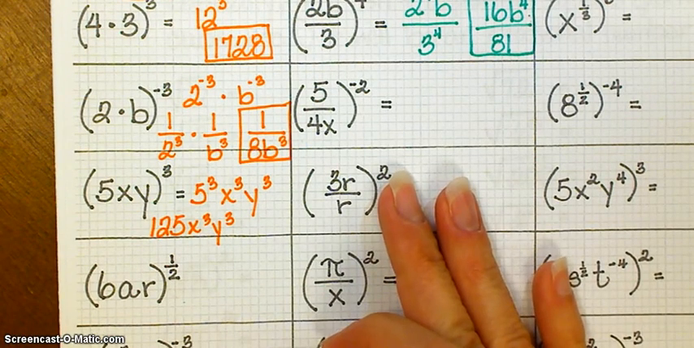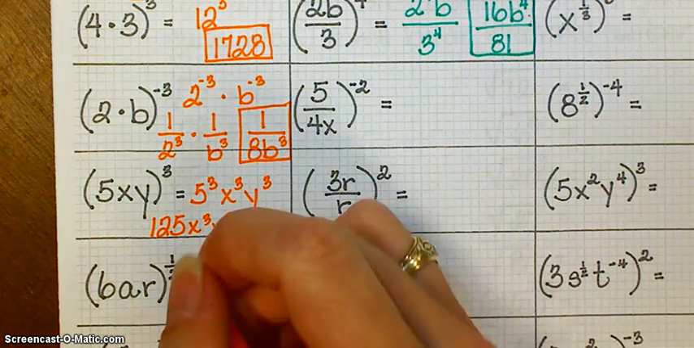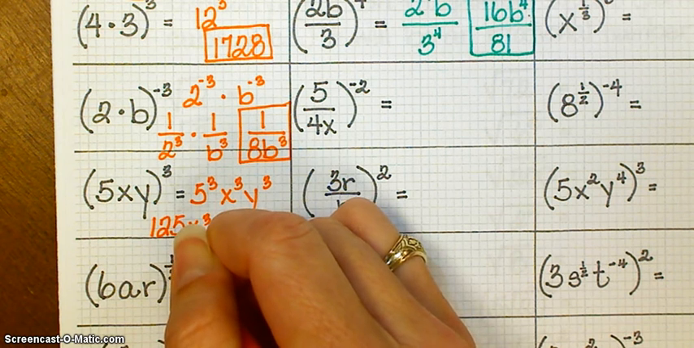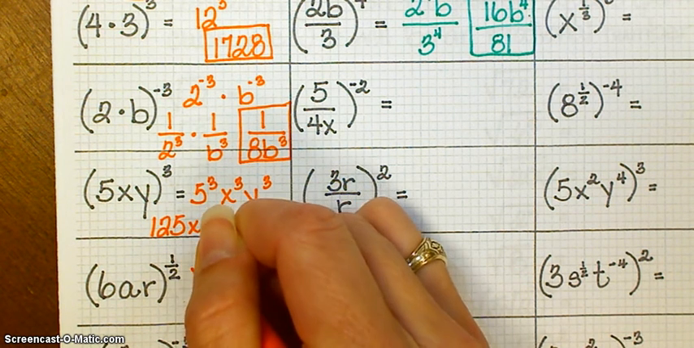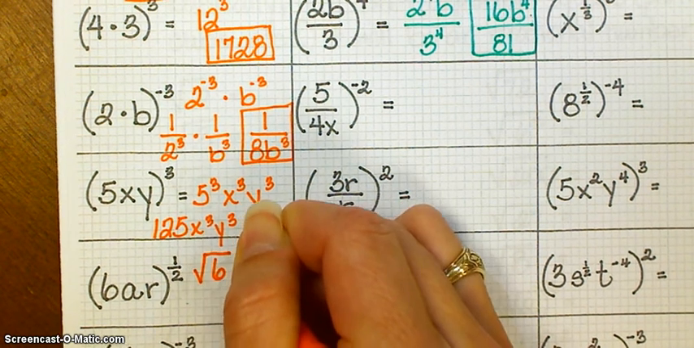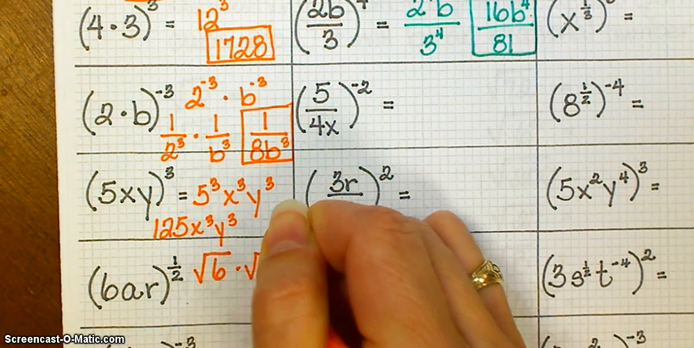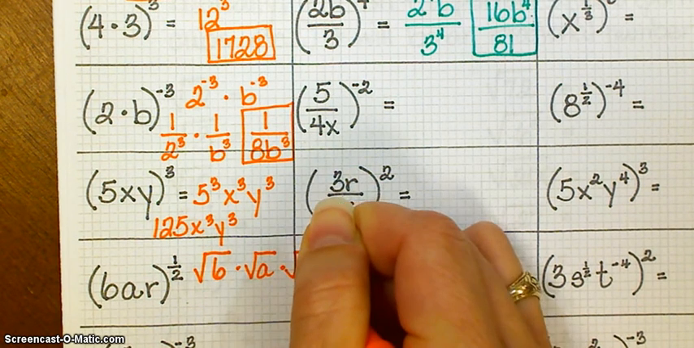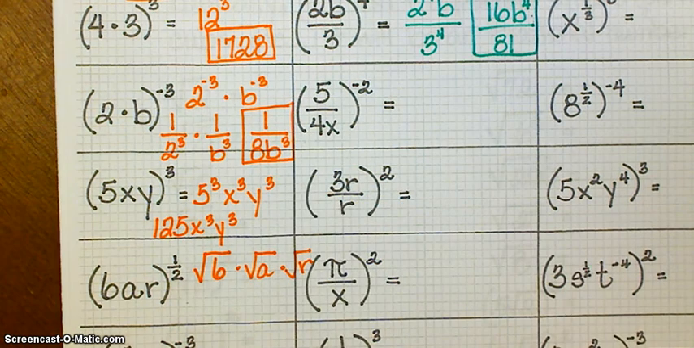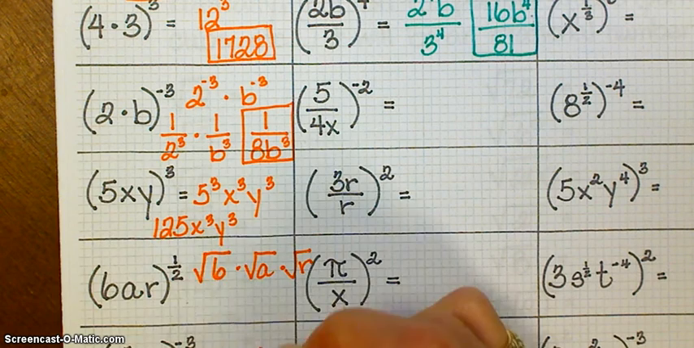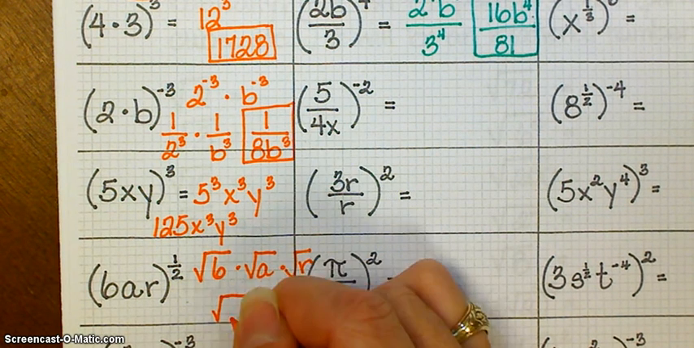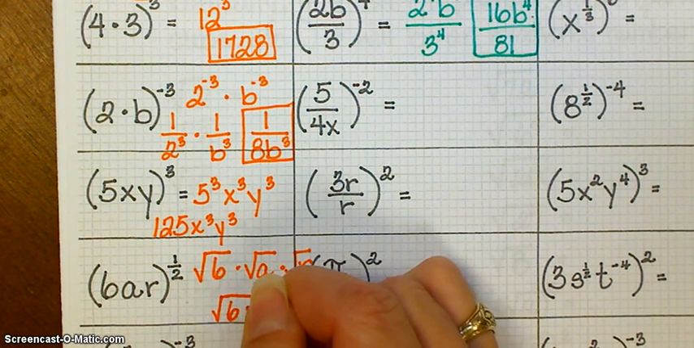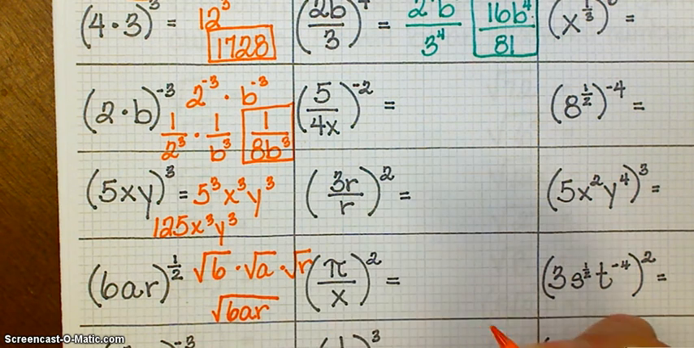Down here, this is 6ar to the 1/2, which is basically something raised to the 1/2 power. You're being asked to take the square root of it. So the square root of 6 times the square root of a times the square root of r. And actually you can combine them, and that's the square root of 6ar, because they're all multiplied together and they're all raised to the 1/2 power.